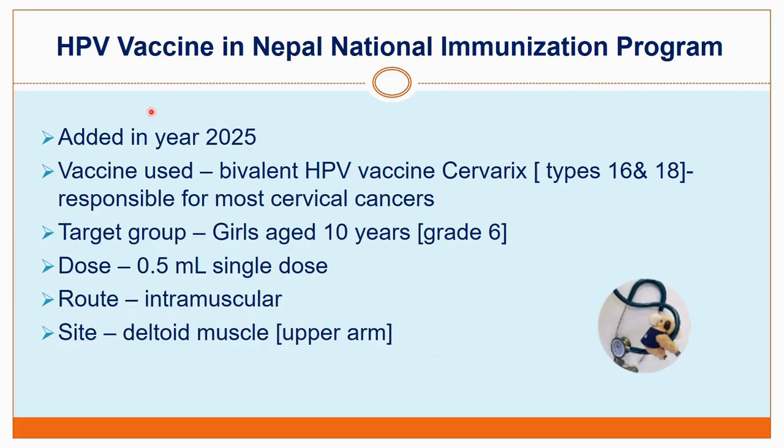Now, the human papilloma virus vaccine which we are practicing in the Nepal immunization schedule was added in the schedule in the year 2025, that is last year. The vaccine used is the bivalent one, that is Cervarix, which covers serotypes 16 and 18, which are responsible for most cervical cancers. The target population is girls aged 10 years, that is children of grade 6. The dose is 0.5 ml, a single dose. Route is intramuscular, site is deltoid upper arm.